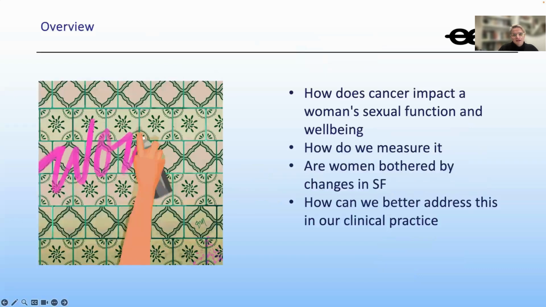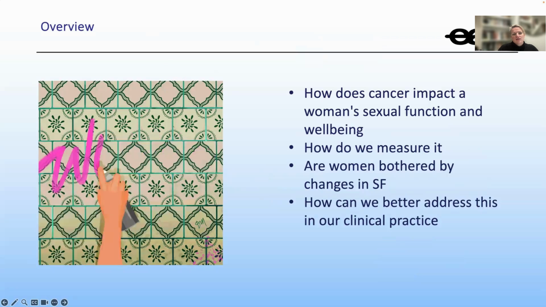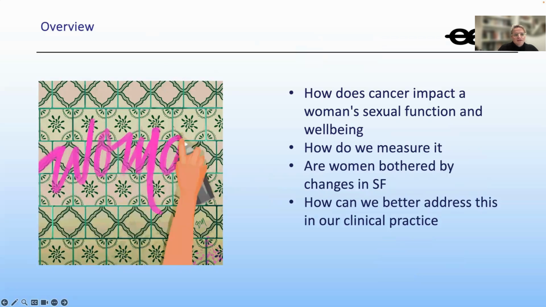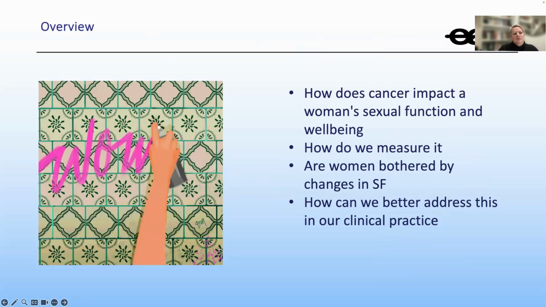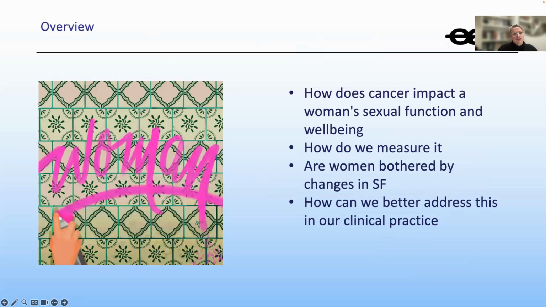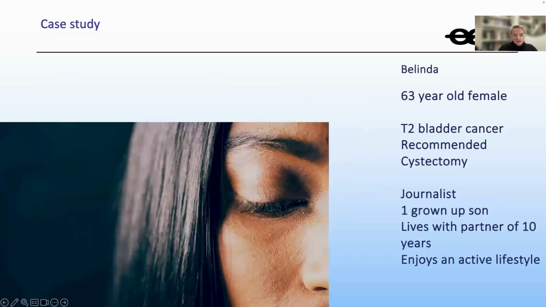Just a brief overview of the contents of my presentation. We're going to talk about the impact of cancer on a woman's sexual well-being and function, how we measure it, whether women are bothered by changes in sexual function while they have cancer, which I think is an important question to ask, and how we can better address concerns within our clinical practice.